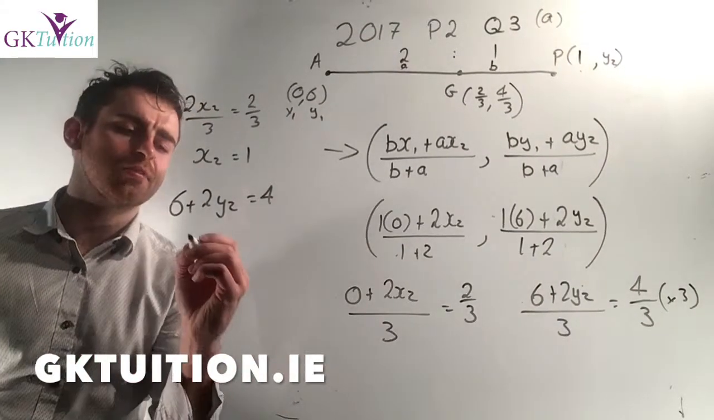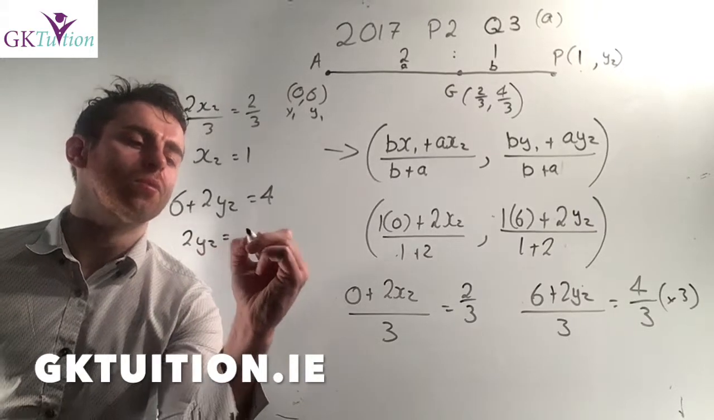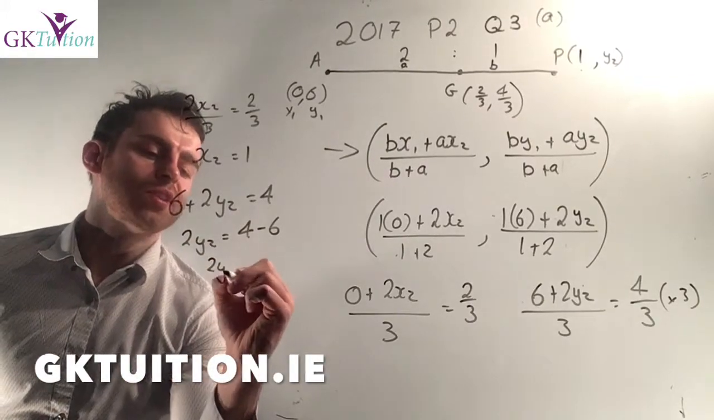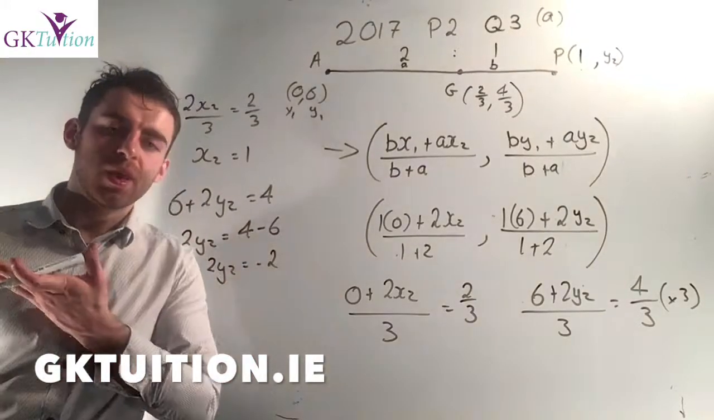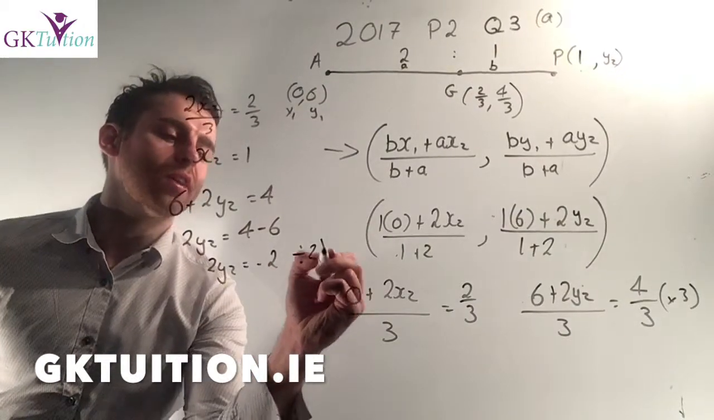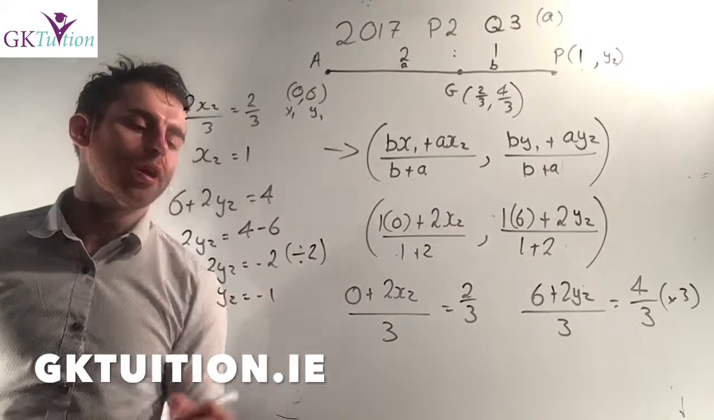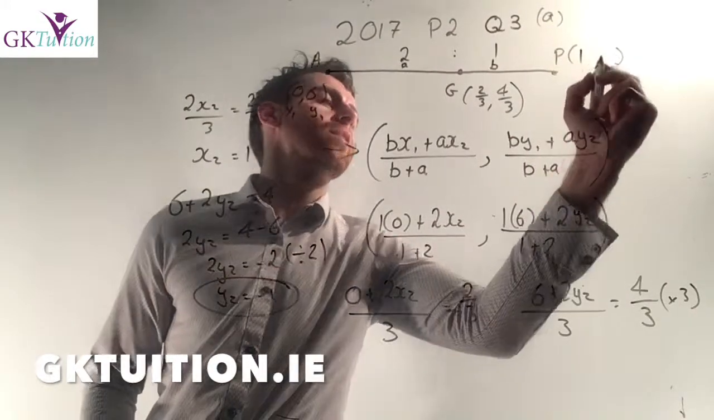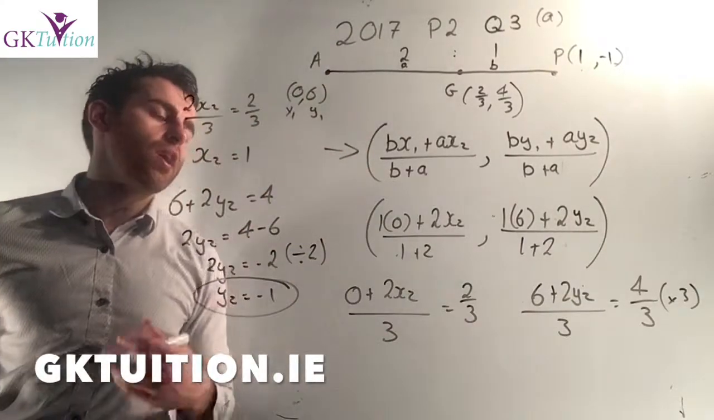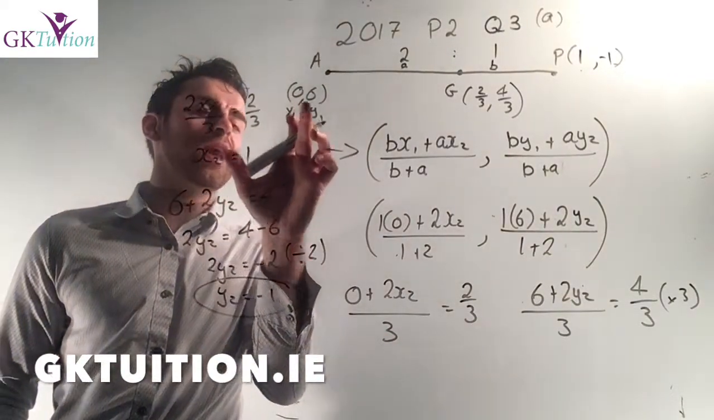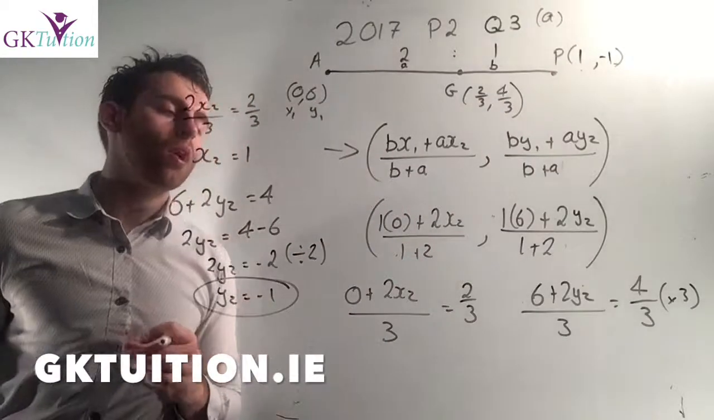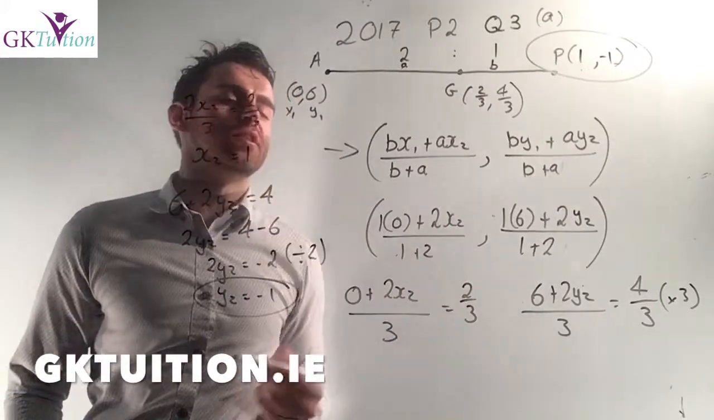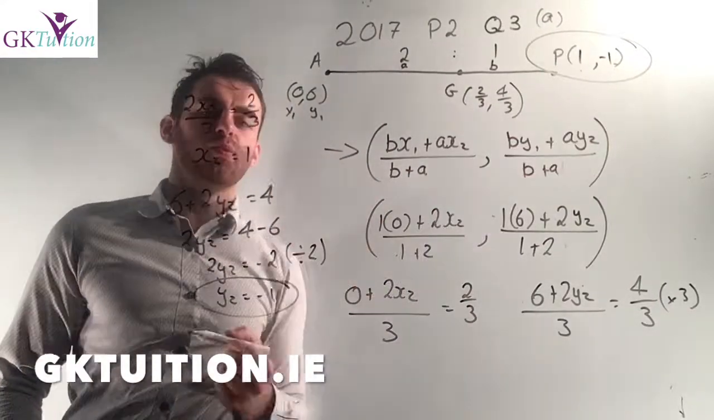If I subtract 6 from both sides, I get 2y2 is equal to 4 minus 6. In other words, 2y2 is equal to minus 2. And if I divide both sides by 2 on this line, I end up with y2 is equal to minus 1. In other words, the y value of P was minus 1. If originally I had subbed in, this is my x1, y1, this is my x2, y2, my final answer would have been 2/3, 4/3. So my final answer for this question is just 1, minus 1.